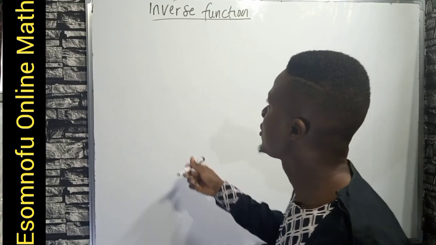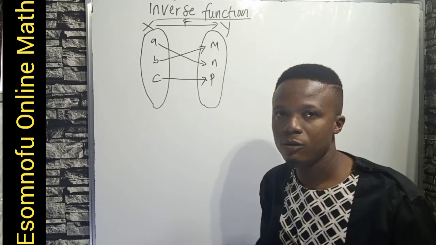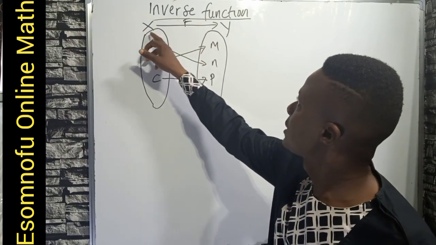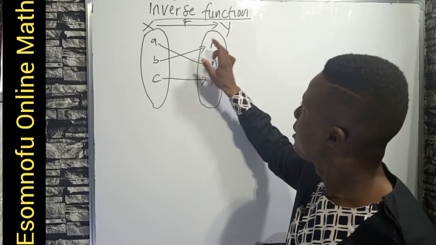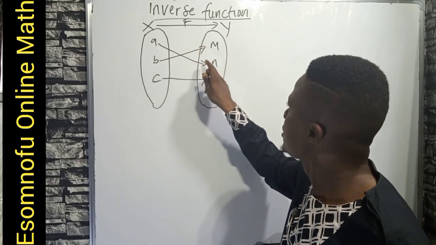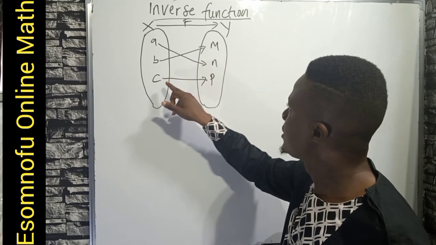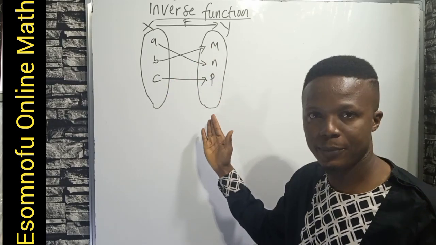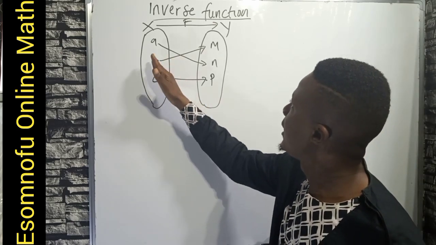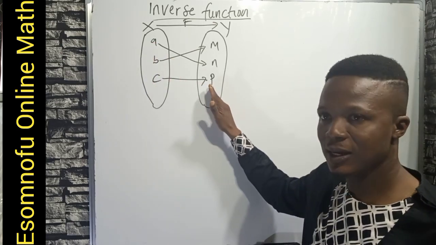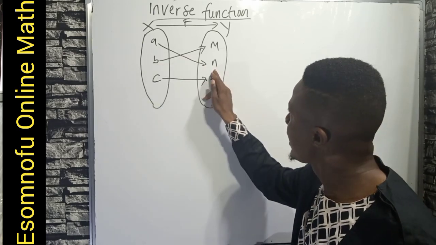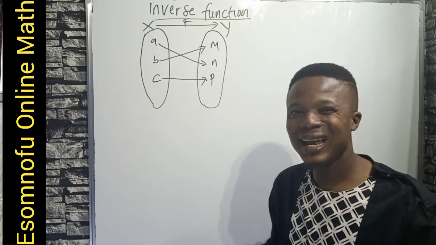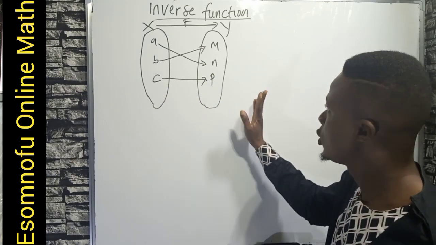Supposing you have a function like this. If you take a look at this particular function, you will see that f is a function of x mapped into y. A good observation will tell you that a is mapped into n, b is mapped into m, c is mapped into p. This type of function is a one-to-one mapping, because every element of the domain has a unique image in the codomain. The image of A is N, the image of B is M, the image of C is P. So every element in the domain has a unique image in the codomain.